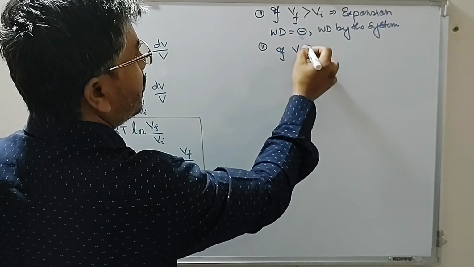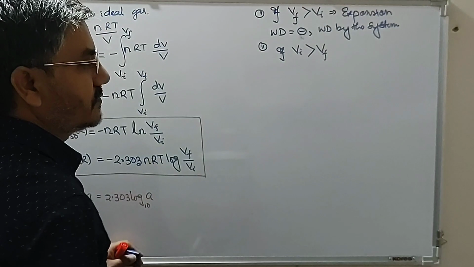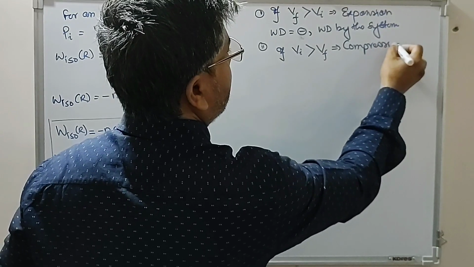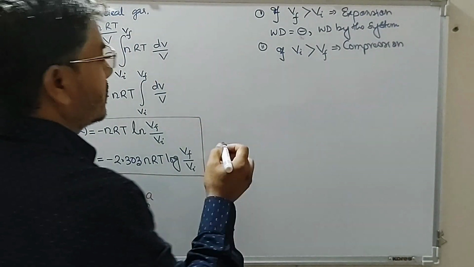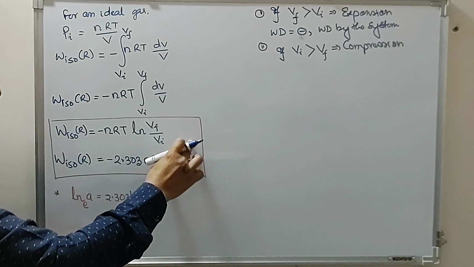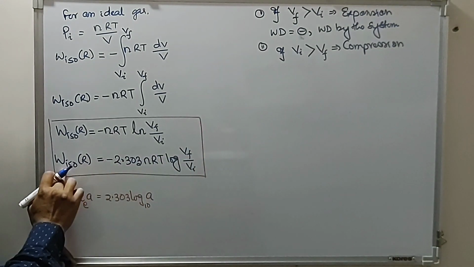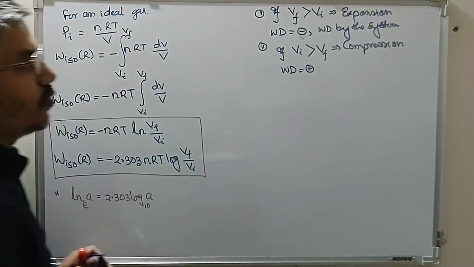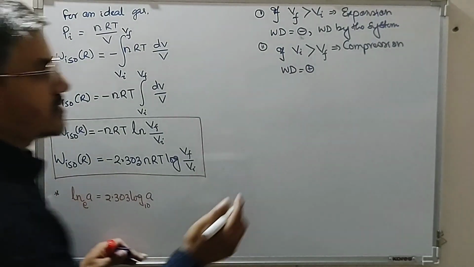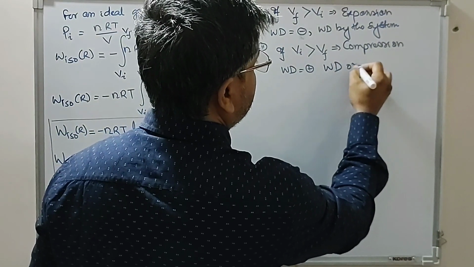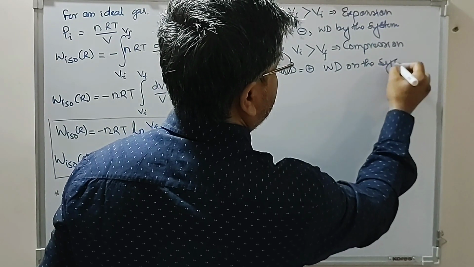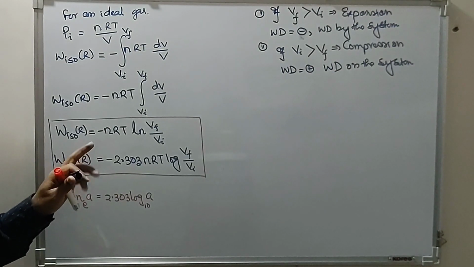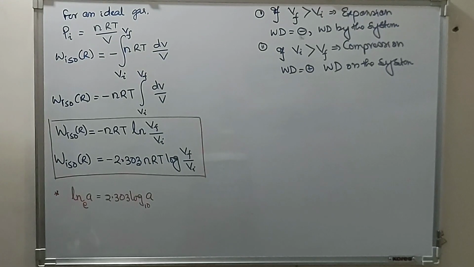If the initial volume is greater than the final volume, that means we have compression work. For this compression work, the ratio is less than 1, so log of something less than 1 is negative, so this comes out to be positive. So work done is positive. Work done positive means work done on the system. So this is how we use this minus to satisfy the convention of work.